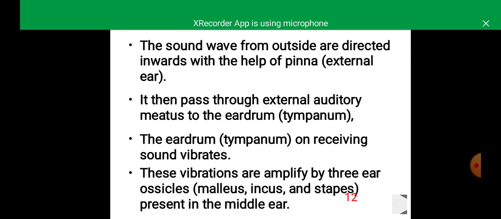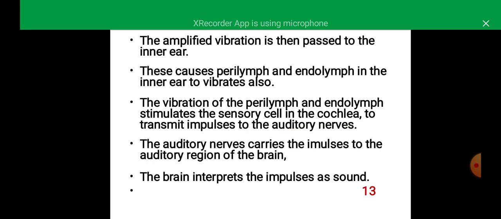Next slide. The amplified vibration is then passed into the inner ear from the middle ear. This causes the perilymph and the endolymph in the inner ear to vibrate also. So as the sound vibrates, it passes into the inner ear. The fluid in the inner ear will begin to vibrate. The vibration of the perilymph and the endolymph stimulates the sensory cells in the cochlea, that means the cochlea in the inner ear, to transmit the impulse to the auditory nerves of the brain.